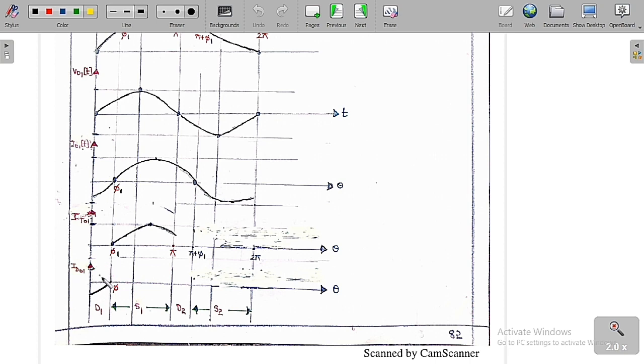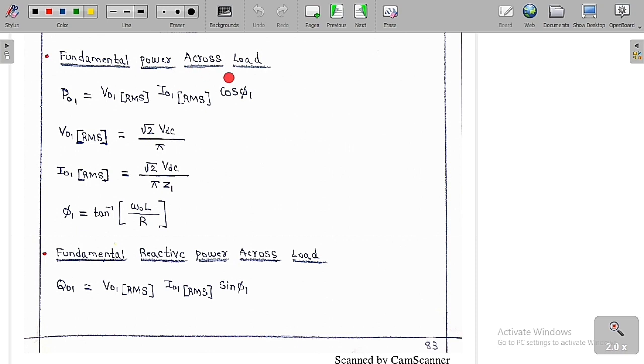But anyhow, we are going to get the same average value and the same RMS value, even if it is a negative or positive graph. So now we are going to learn about the fundamental power across load, meaning how much fundamental power is absorbed by the load. The fundamental power absorbed by the load is equal to the RMS value of the fundamental component of the output voltage times the RMS value of the fundamental component of the output current times cos phi 1.